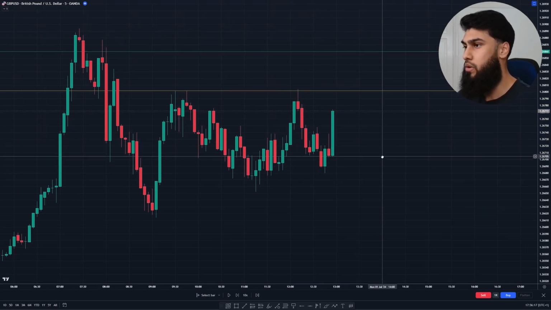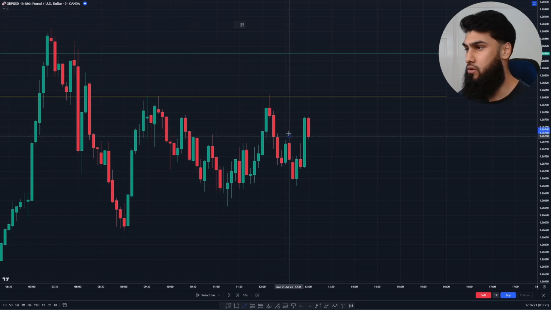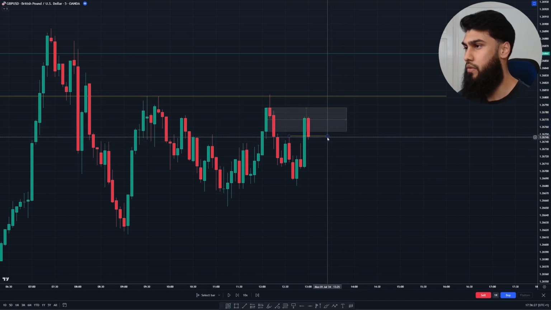So what we want to do is wait and see what price action does, and as you can see, this very next candle closed right back below this high point over here, and this is a nice double top formation from this point over here.